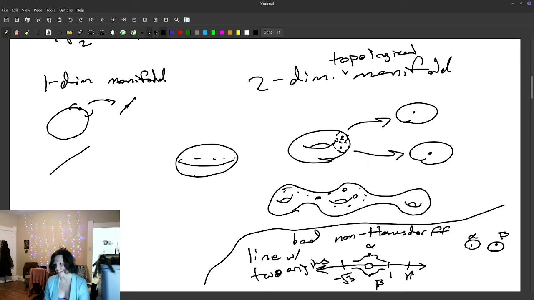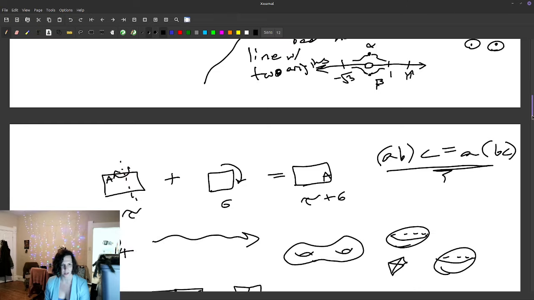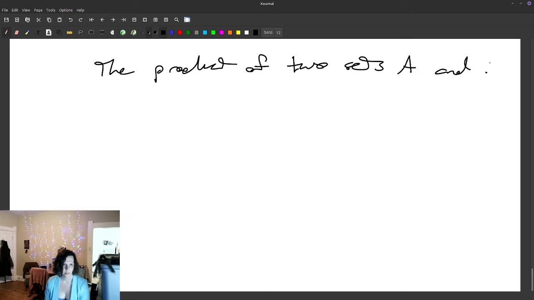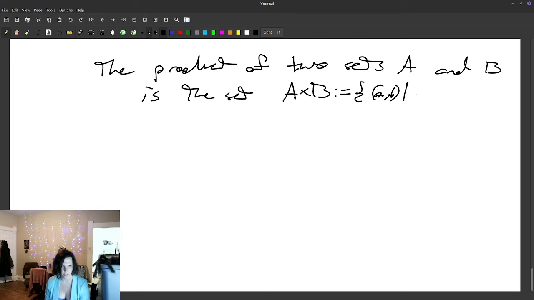Why is homotopy equivalence less evil than homeomorphism? I guess I was being flippant, but let me explain a little bit more carefully since we're going down this rabbit hole. The meaning of evil is, for instance, to say: the product of two sets, A and B, is the set which I'll write as A cross B, and I'll define it to be the set of all pairs where a is in A and b is in B.